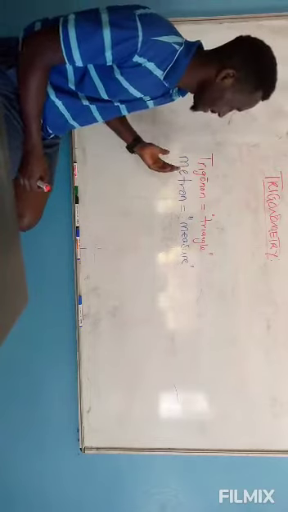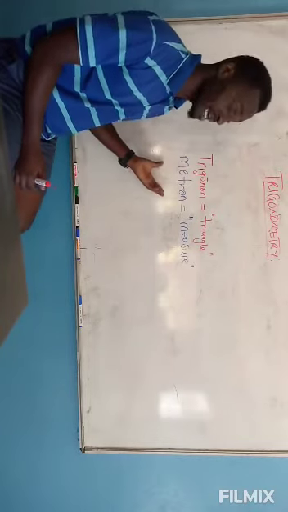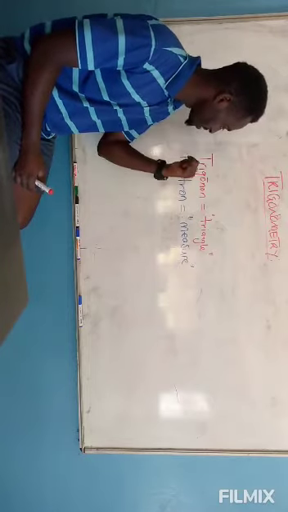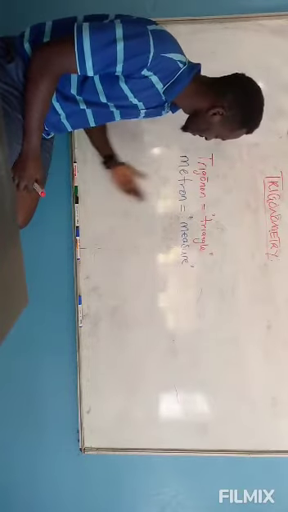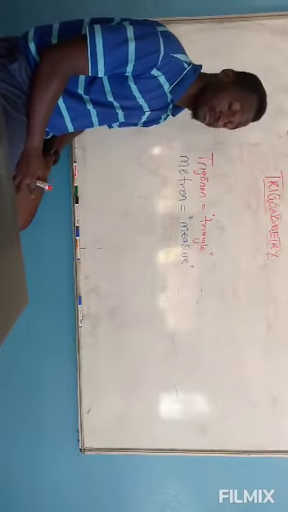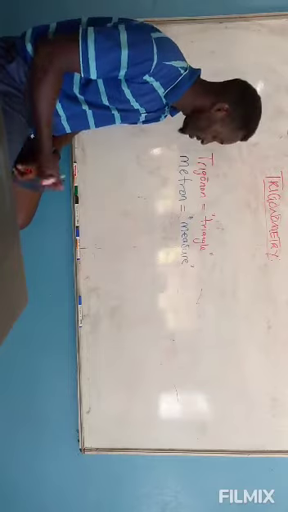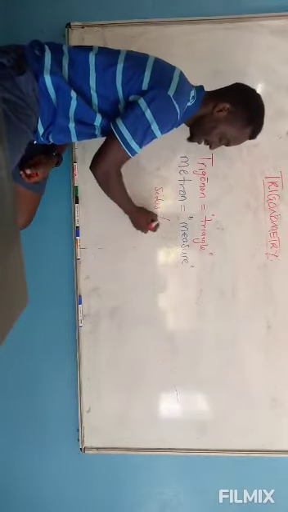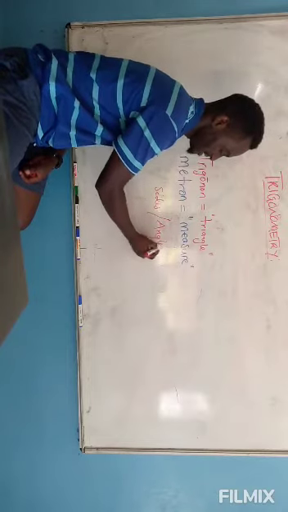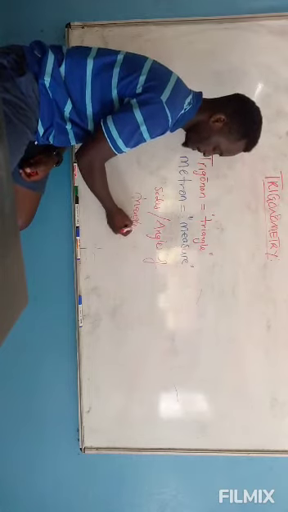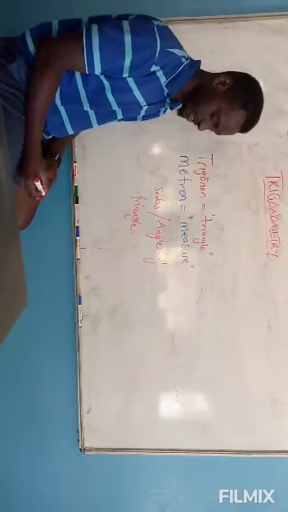Trigonometry comes from two Greek words: trigon, which means triangle, and metron, which means measure. That means that all we are going to be doing is measuring sides and angles of triangles. That's all we're going to be doing.